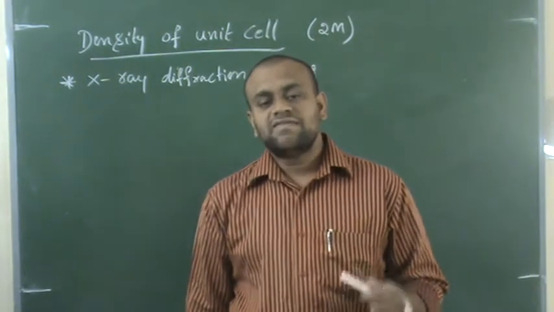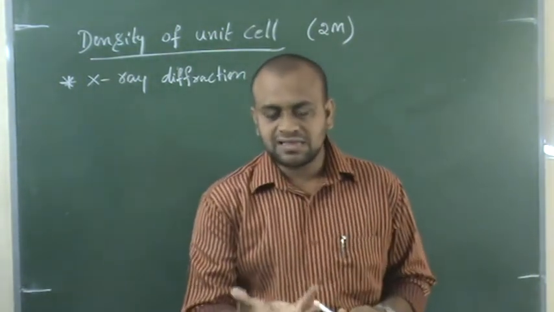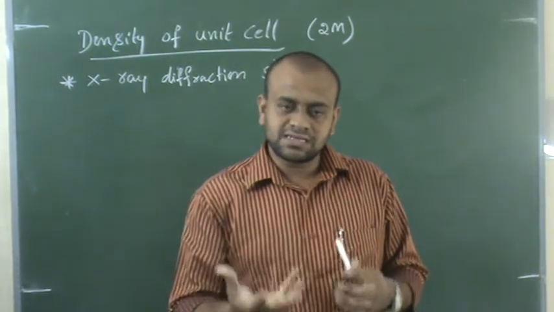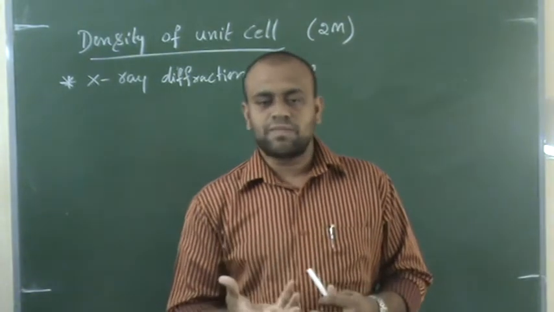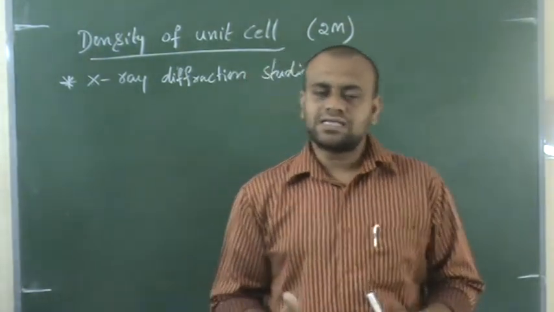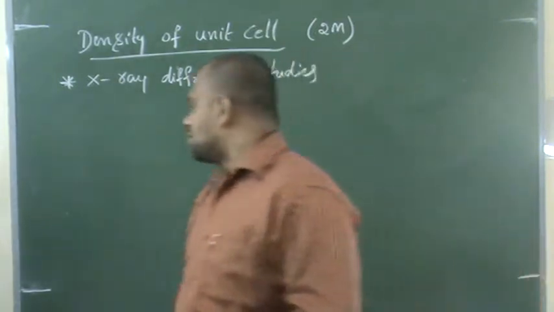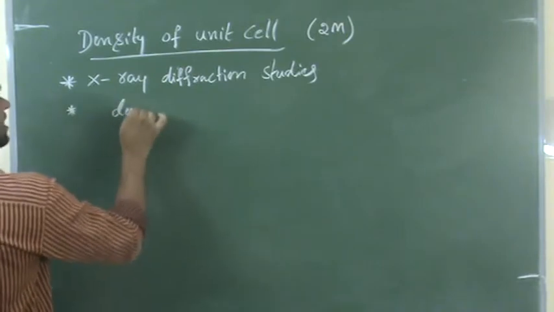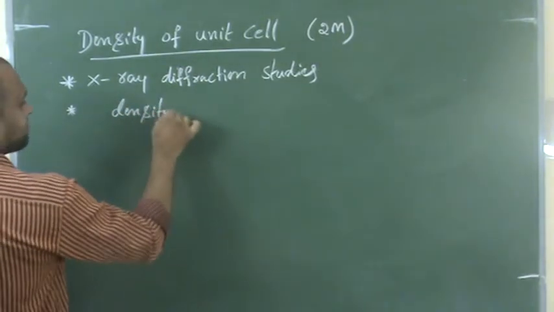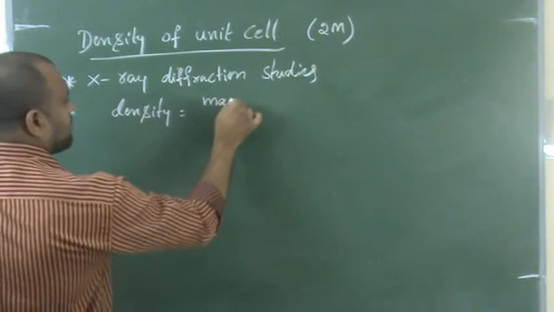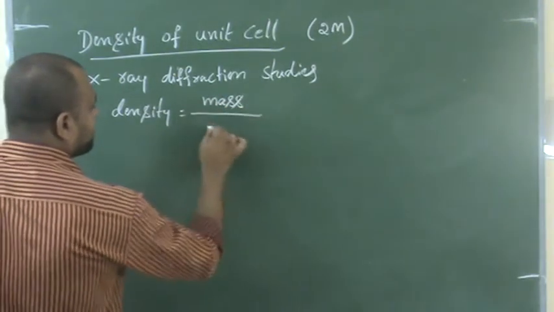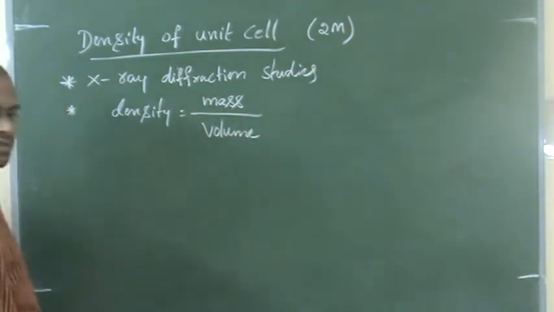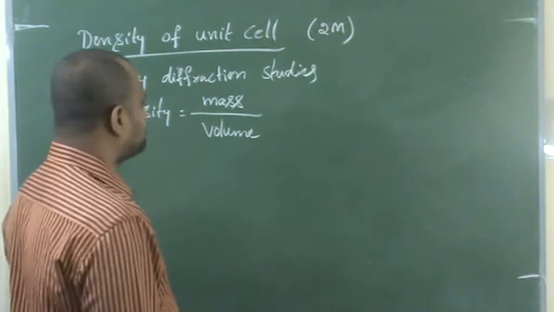Now let's find out the density for a unit cell. Density means mass by volume. How much mass a crystal has and how much space it occupies, so it can be called density. So we know that density is equal to mass by volume. Density = mass / volume.